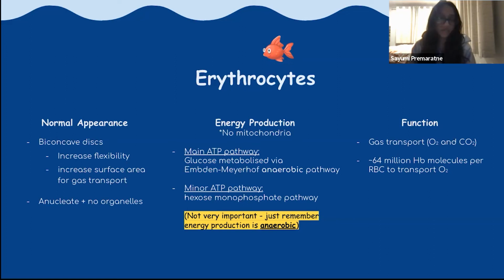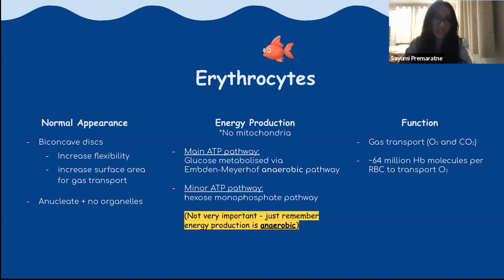So the ways that it produces energy are through these two pathways. I've put the names there. There's a main and a minor one, but they're not very important to know the names of. Just remember that the energy production is anaerobic in red blood cells.